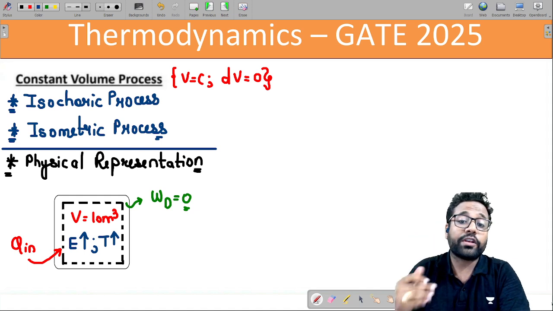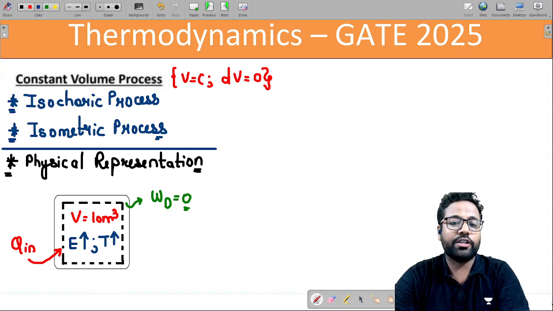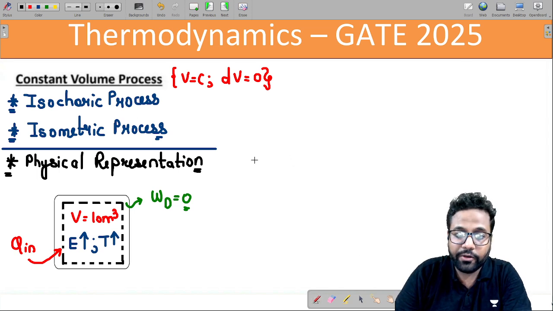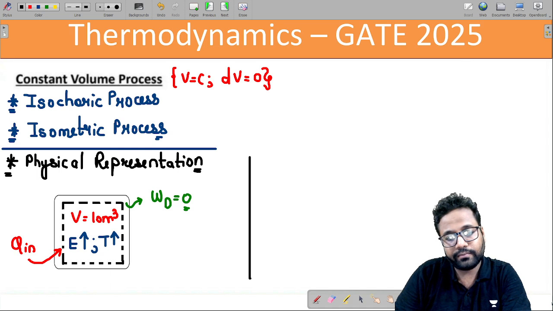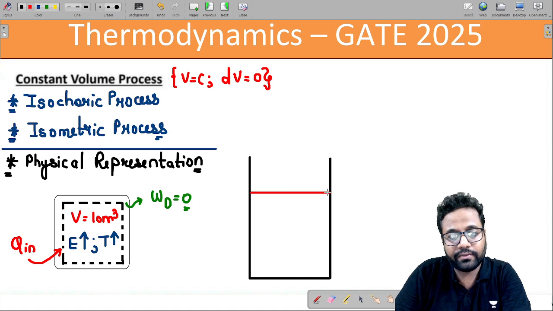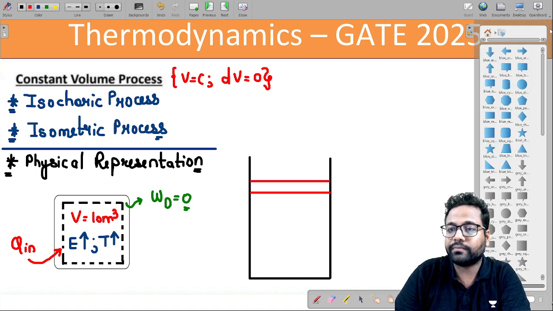Okay. Now sir, what is the other way we can represent a constant volume process? So bacha, for this we can have the piston cylinder assembly, which will be having stoppers on both the sides. So let me draw the diagram for you. This is your cylinder, and let's say I am drawing a piston over here. Now I will have to make the stoppers on both the sides.